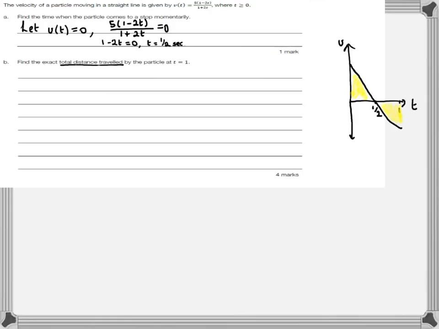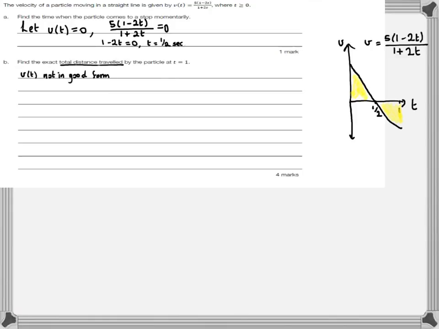So how do we handle negative area? Okay, that's what we have to ask ourselves. It is found by doing the subtraction. Okay, subtracting the area that is negative in order to get the total area enclosed by the graph, which in this case is the total distance traveled.